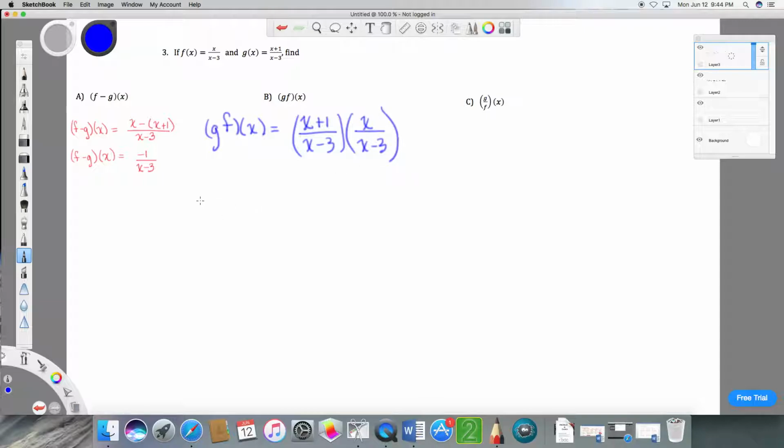So when we multiply, we just multiply straight across the numerator and straight across in the denominator. So we distribute this x to both terms. In the numerator, we get x squared plus x. And in the denominator, when you multiply these two binomials, you get x squared minus 6x plus 9. And we can't simplify that any further, so that's our final answer.